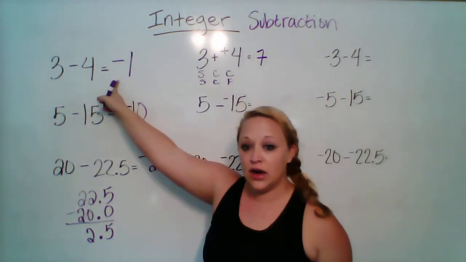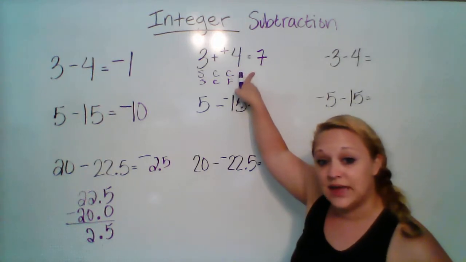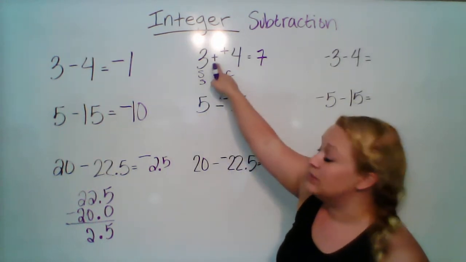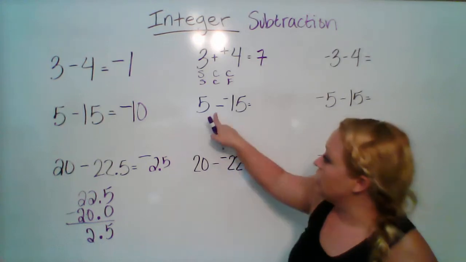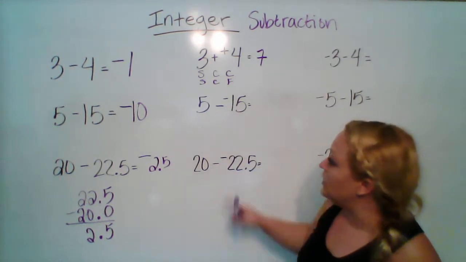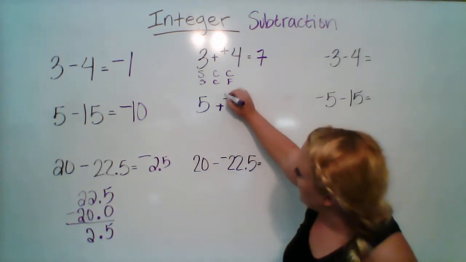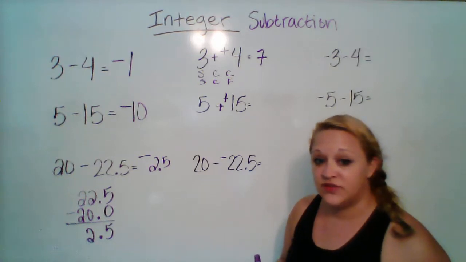Now if I look over here, my answer was a negative 1. If I look right here, it's a positive 7. So you got to pay attention. The symbols really do matter. So we're going to look right here. I have 5 minus a negative 15. Well, again, I have two negatives next to each other, so they can become a positive, and I just have 5 plus 15, which is 20.